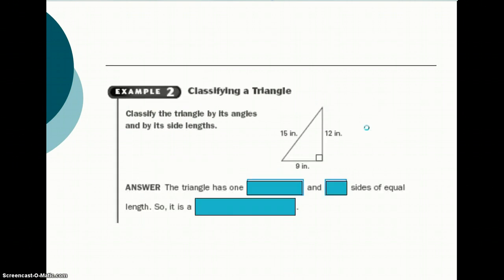Again, that was sides. In example 2, we classify the triangle by its angles and its side length. Here, this is a right angle. Because of that, we also look at the sides, and no sides are the same. So 1 right angle and no sides that are equal, it is a right scalene triangle.